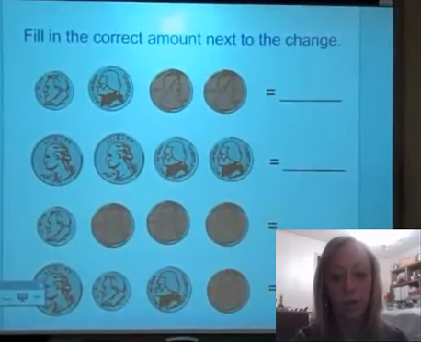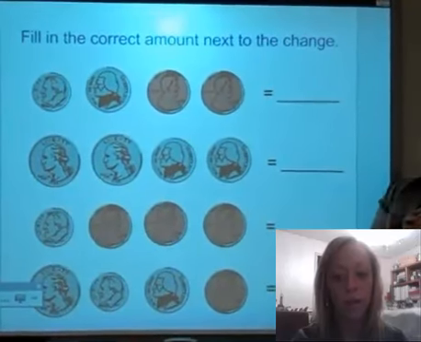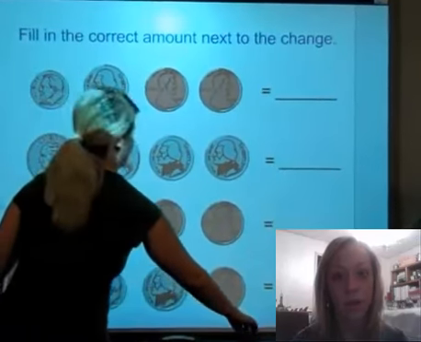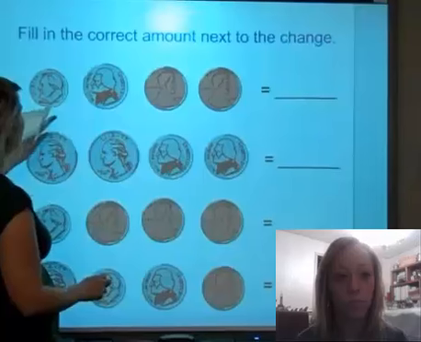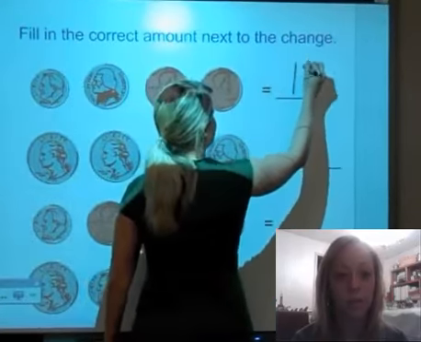This page is for a little more advanced kids. The students would really need to understand the value of the money because they fill out how much each picture equals. Right there, the dime and the nickel and the 2 pennies equals 17 cents.